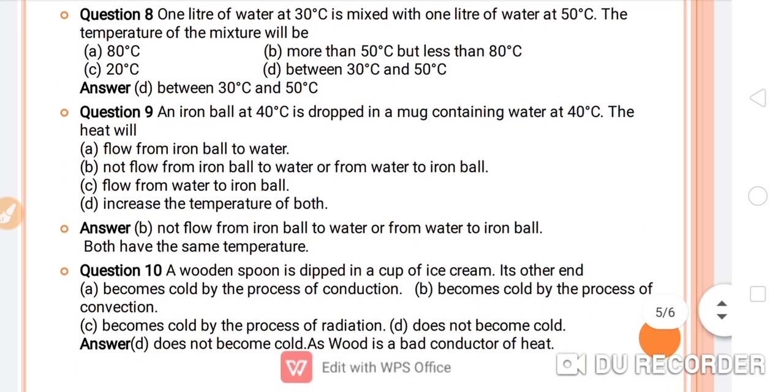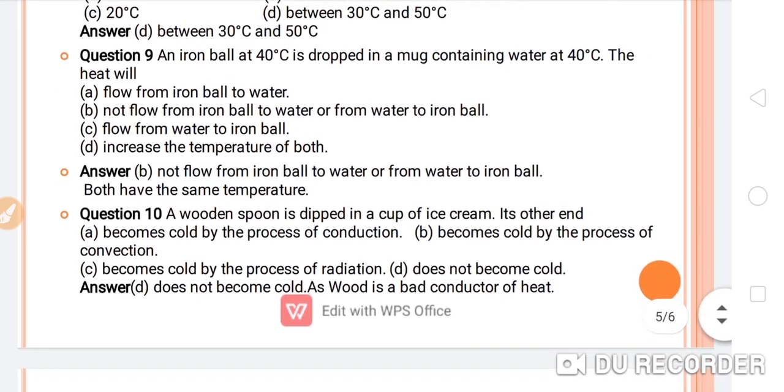Now question number 9. An iron ball at 40 degrees Celsius is dropped in a mug containing water at 40 degrees Celsius. What will the heat do? The answer will be B, heat will not flow from iron ball to water or from water to iron ball. Both have the same temperature. So this was the answer.